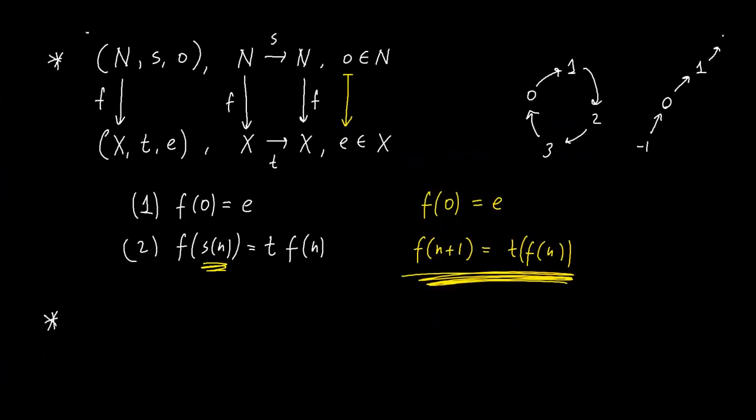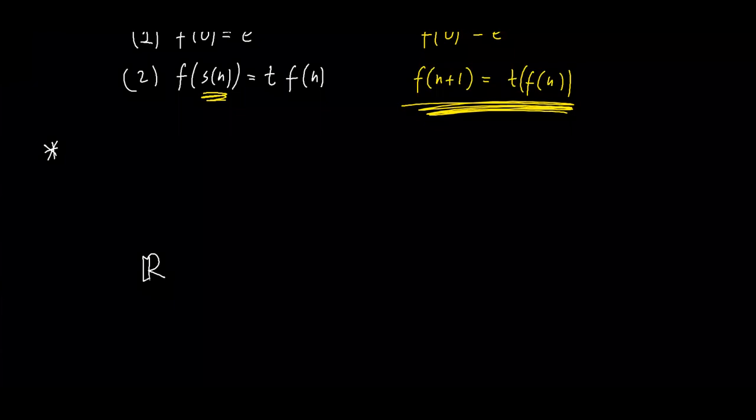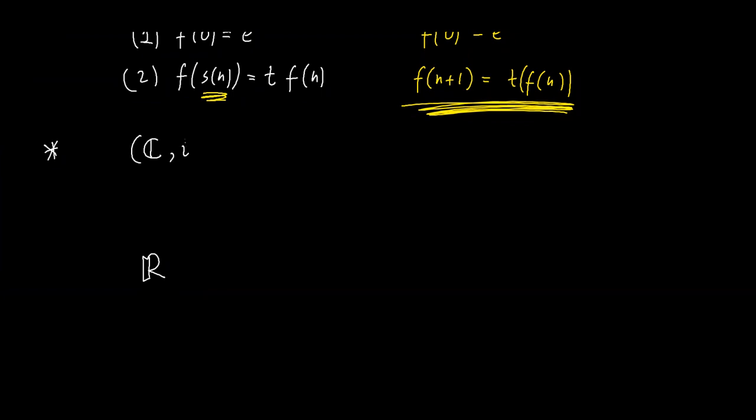So this time our objects are going to be the following. We have this fixed field of real numbers R, and we're looking for triples consisting of C, an element i in C. This element should be such that i squared is minus one. And a function from R to C. We can call this function J.